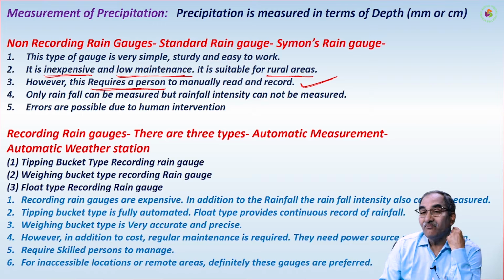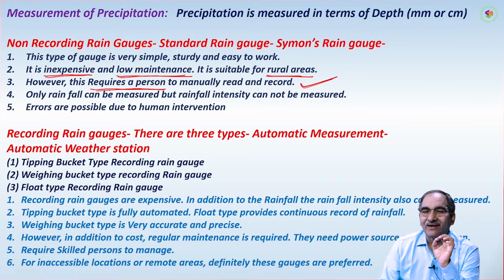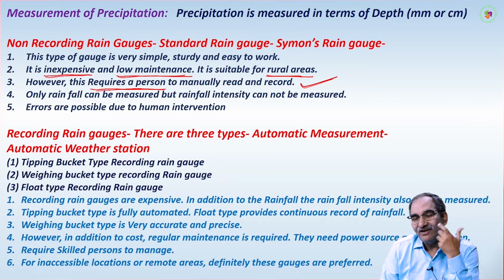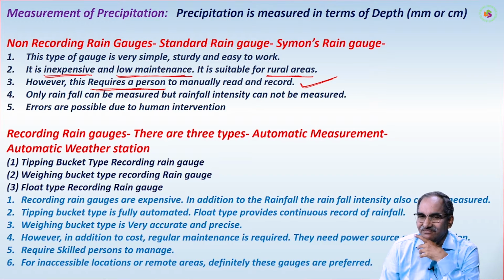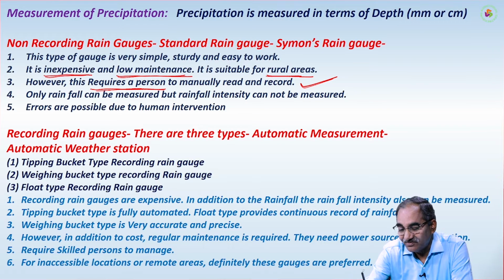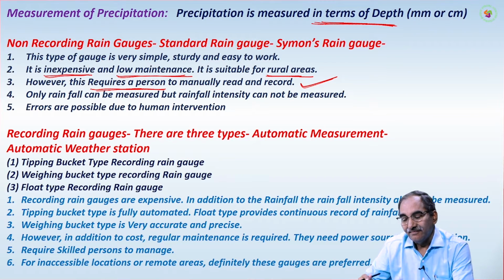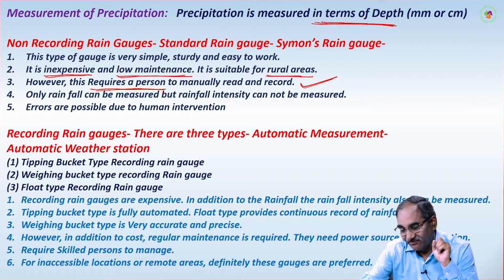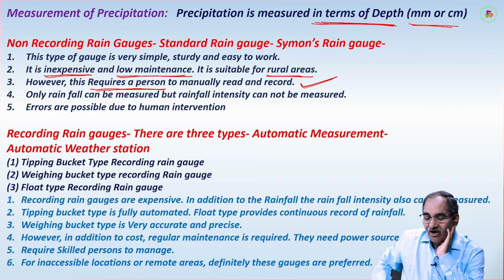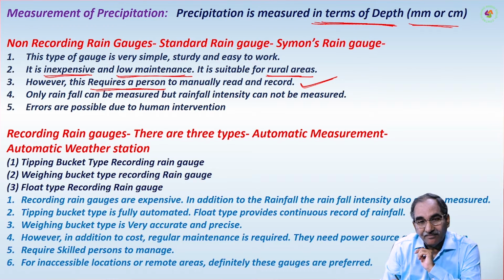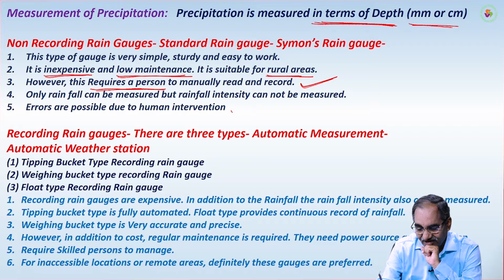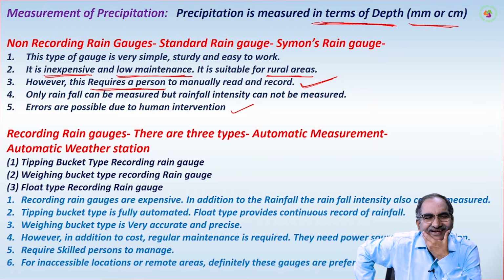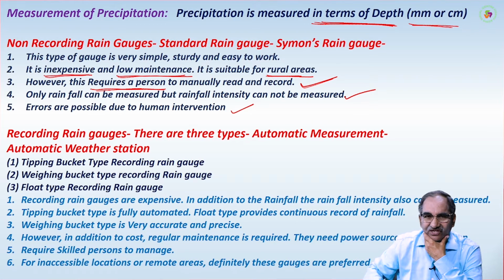And one more problem is that you can measure only rainfall. But you may be doubting, sir, in what units is the rainfall measured? The precipitation is measured in terms of depth. Please note it. The precipitation or the rainfall is measured in terms of depth, in millimeters or centimeters. Then, coming to the next point, we cannot measure the intensity.